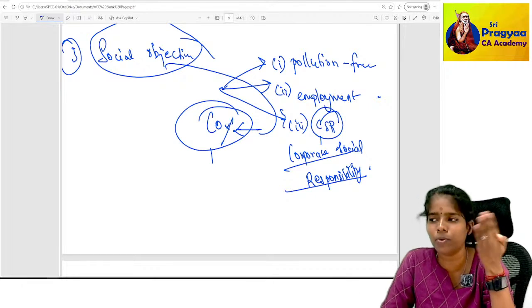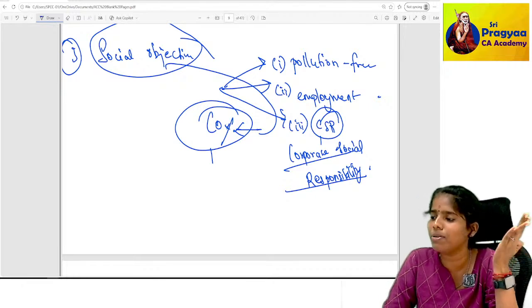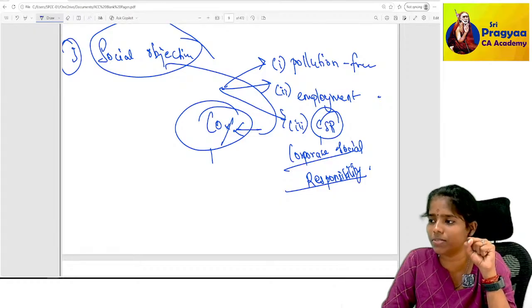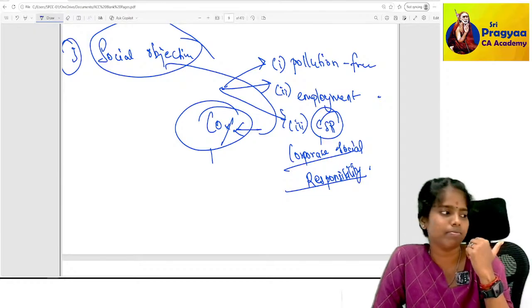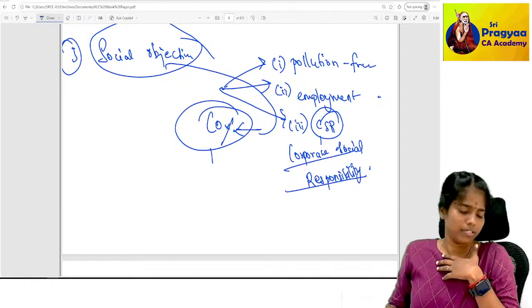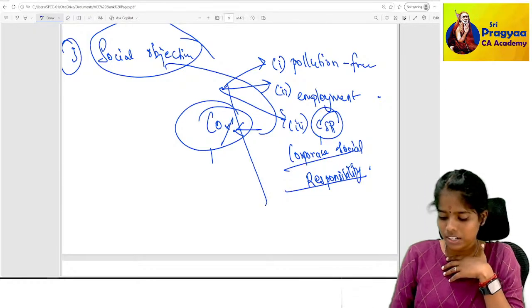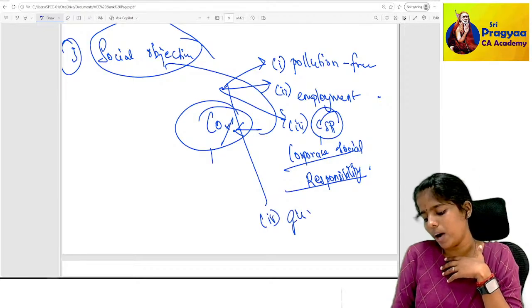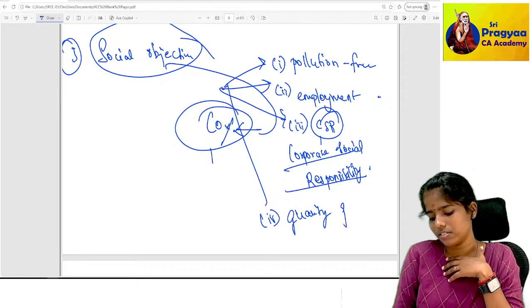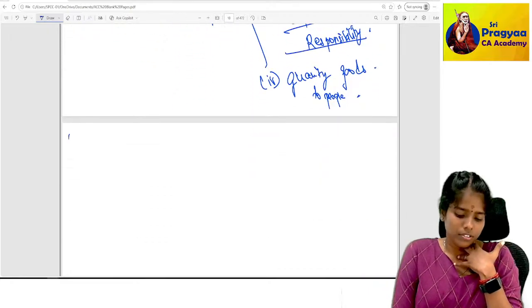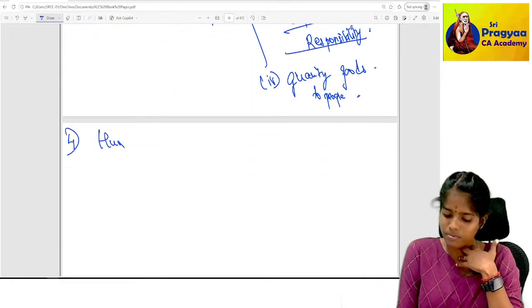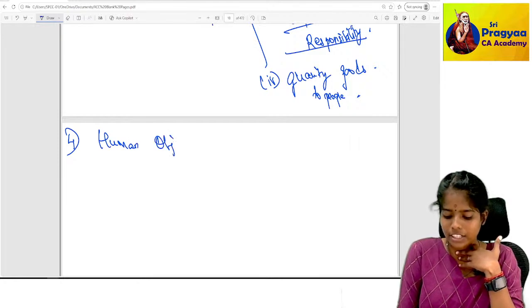What will happen when I fulfill all my social objectives? People will have a good approach towards me. They will have a good image. My public image gets increased. Next, the fourth point, I will have to give quality goods to people. Shall we proceed? Next, human objectives.